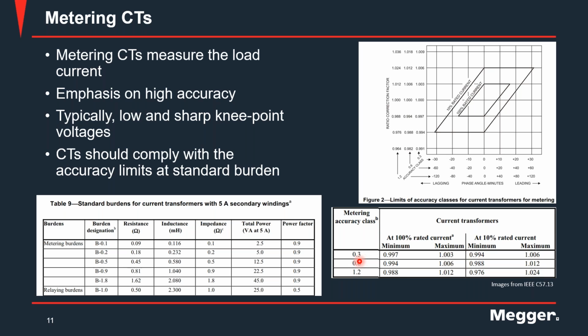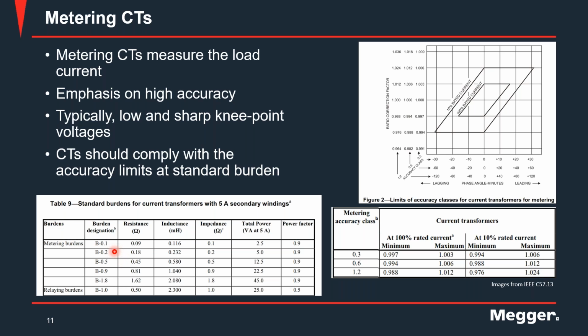So for a 0.3 accuracy class CT, for example, the percentage ratio error limit needs to be plus minus 0.3% at rated current. And then when you have lower current, so for any current between 100% and 10% of rated current, the error limit doubles, which is 0.6%. Now that's for 0.3 accuracy class. For 0.6, it's 0.6% at rated current and 1.2% at 100 to 10% of rated current.